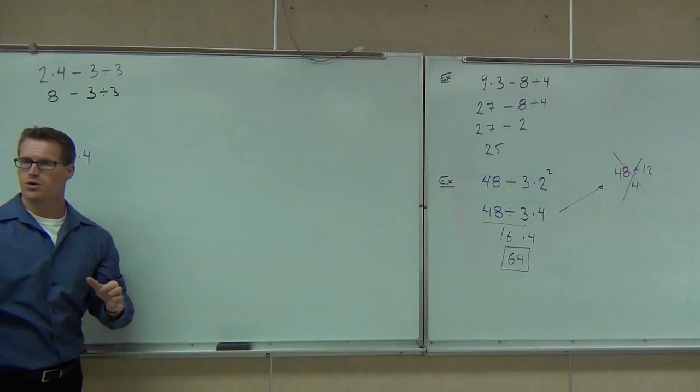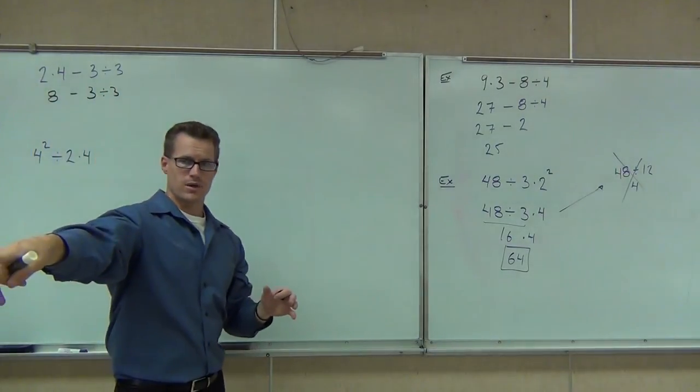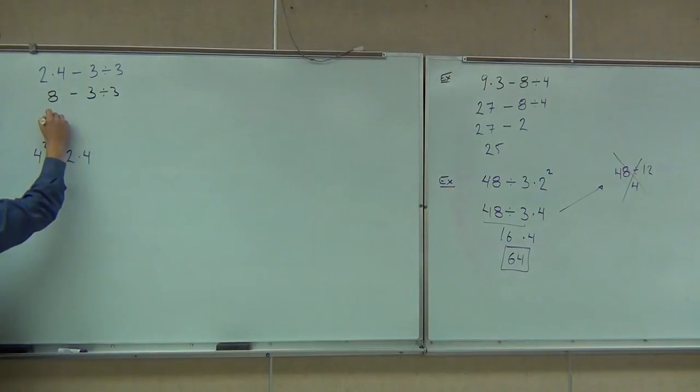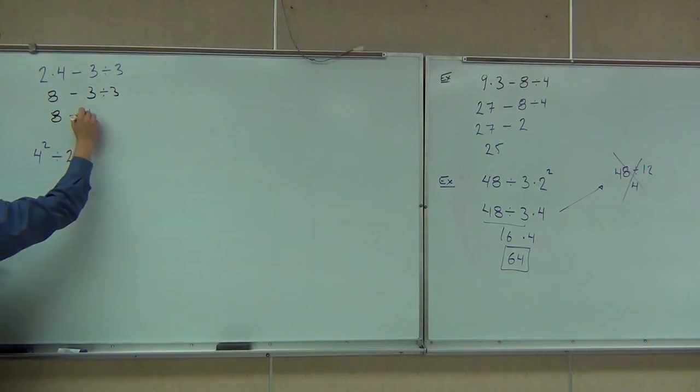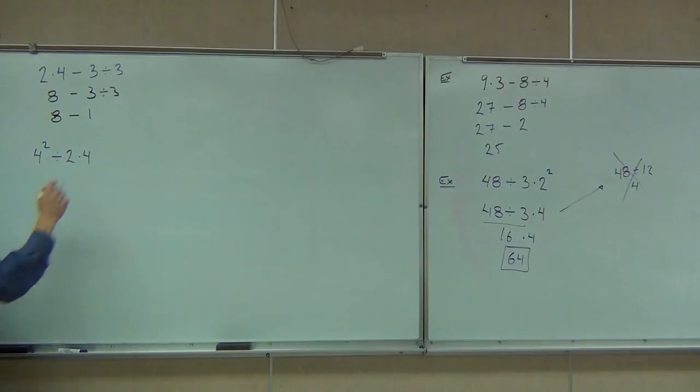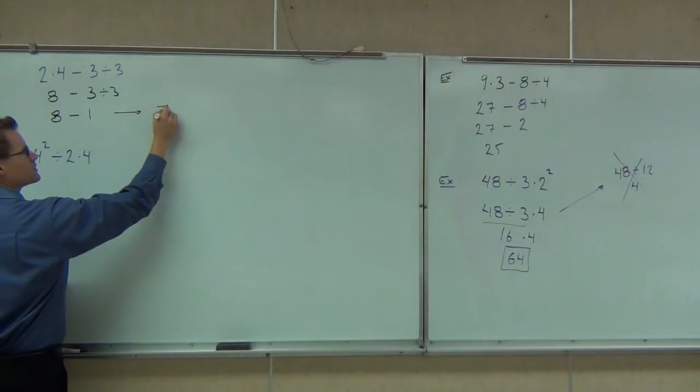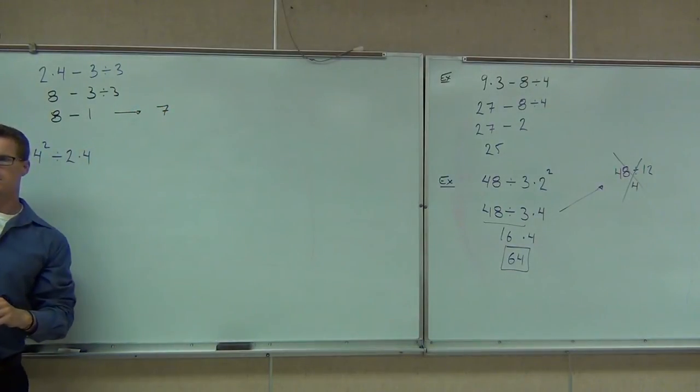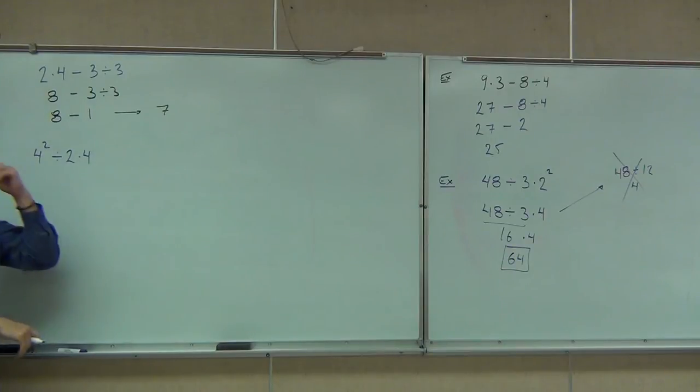And then we're going to look for any more multiplication, division. You saw it. We had the 3 divided by 3. That gives us our 1. And sure enough, we're going to get 7 as our answer. How many people got 7? Good. Very, very good.